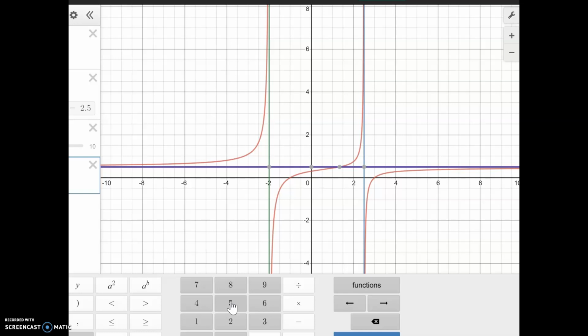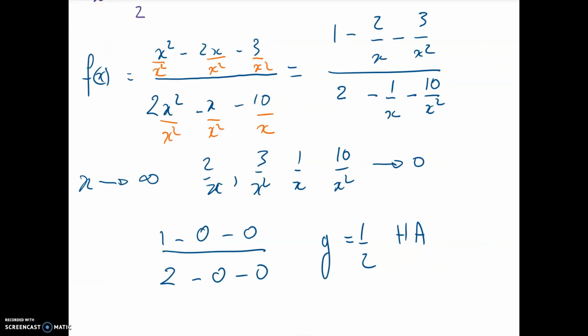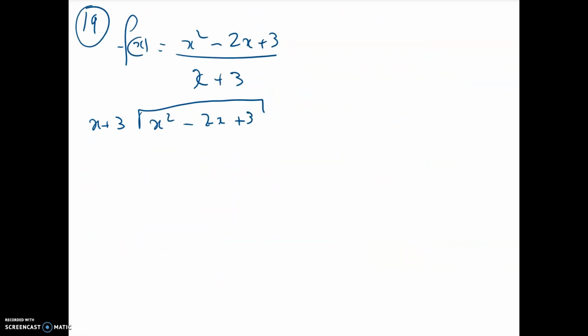All right, guys. So let's move on to the next problem, and this one was very interesting. The first thing I want to do is remember that x plus 3 cannot be equal to 0, so x cannot be equal to -3. Therefore, x equals -3 will be the vertical asymptote.